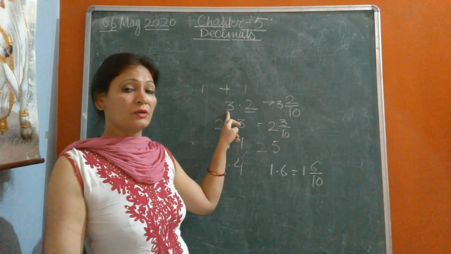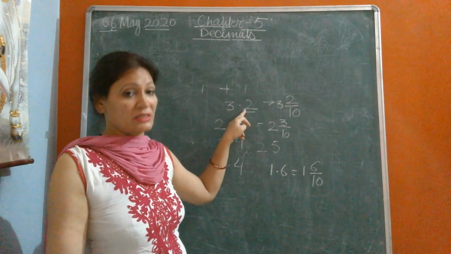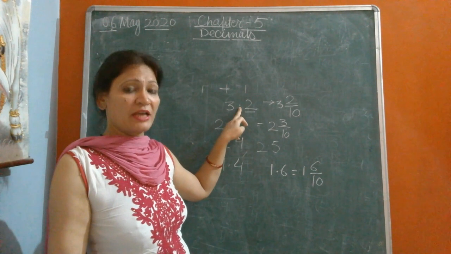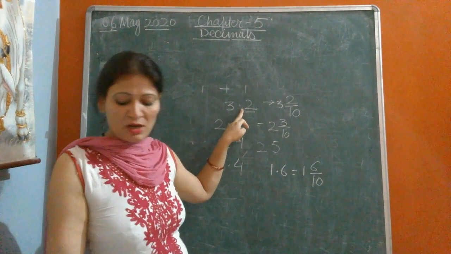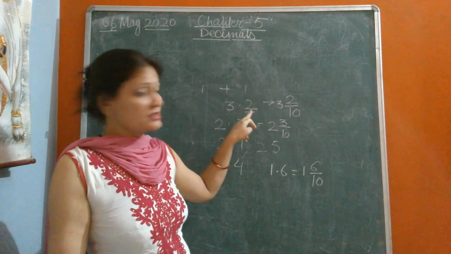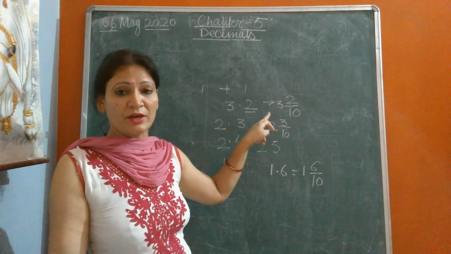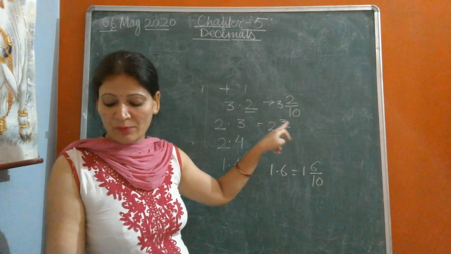Now part number 2, put the decimal point and express it as point. We can say it as point also. Number 3, read the digits which are to the right of the decimal point.